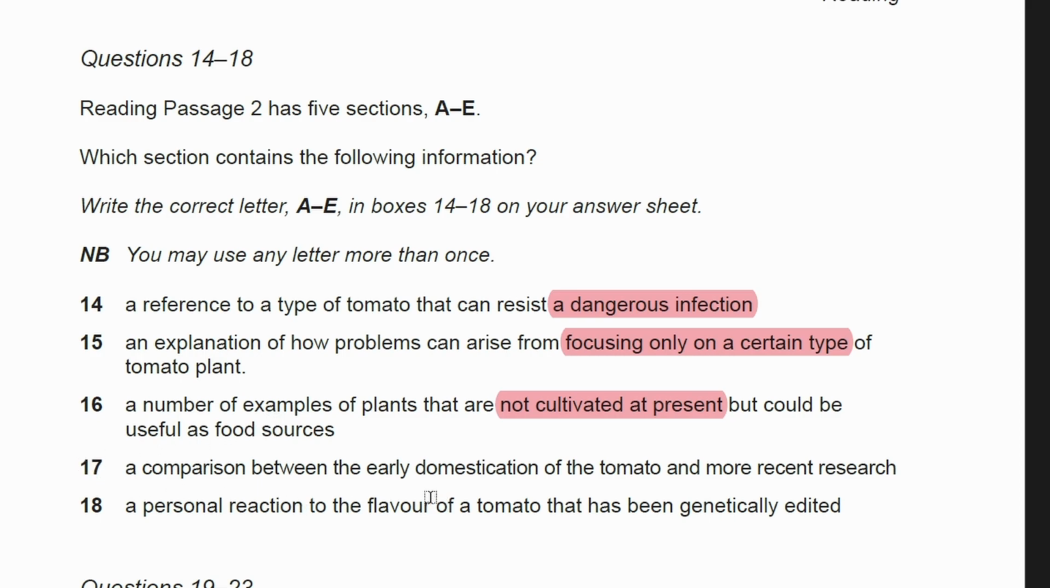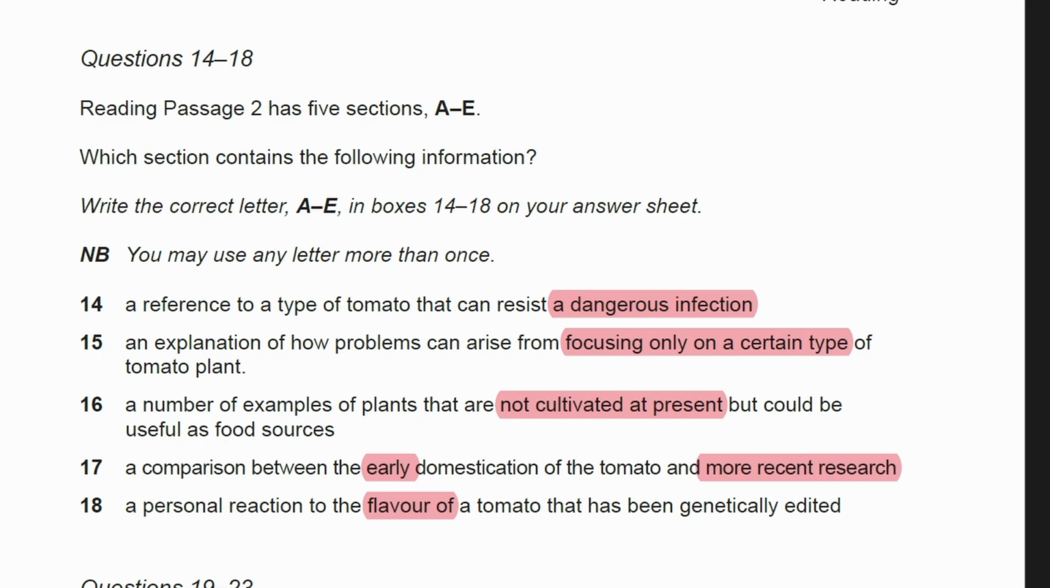Question number 17, we are going to choose early versus more recent research. For question number 18, we are going to choose the flavor as our key phrase. Let's look at the first section. For this kind of question, rather than trying to solve question by question, you want to solve paragraph by paragraph.